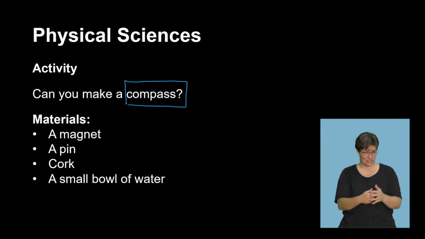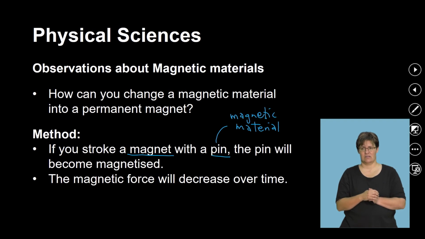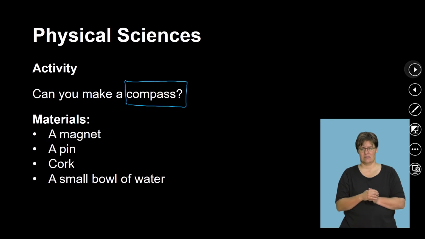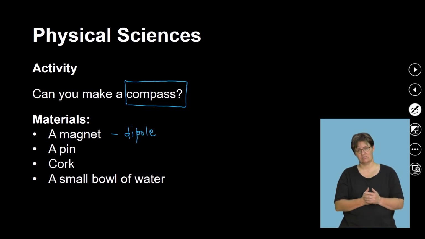So what do you need to make a simple compass? You need a magnet, which has a dipole. A magnet has a dipole. Now, what is a dipole? A dipole is the two poles. So this is a magnet, not just a magnetic material. Yes, a magnet is a magnetic material, but for a compass, you need a magnet, not merely a magnetic material. Then we've got a pin for the direction, and then a cork, as well as a small bowl of water.